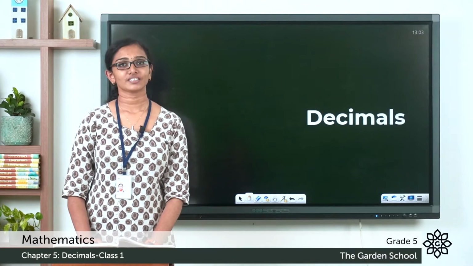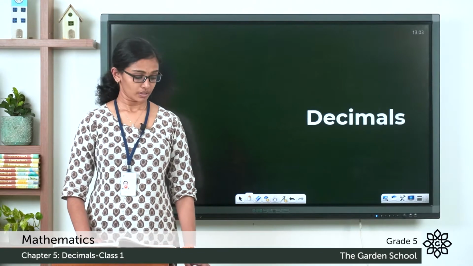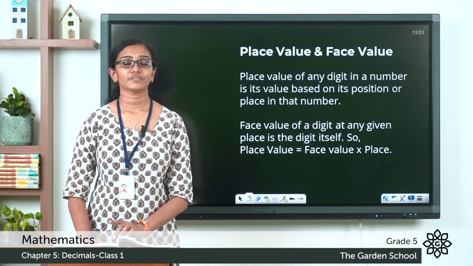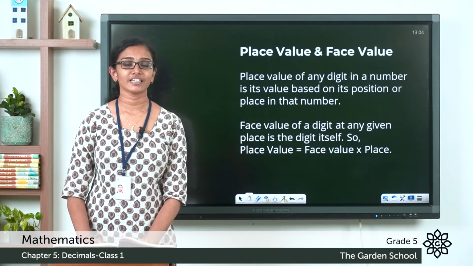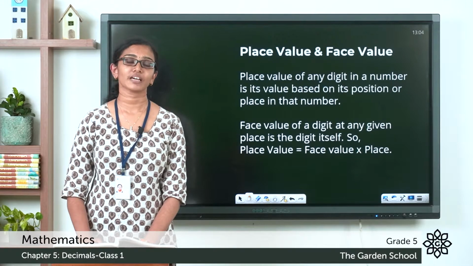So today let's start a new chapter, chapter 5, decimals. Before that, let's revise a few concepts that we learned in our earlier classes. We have learned about place values, face values and the place value chart.